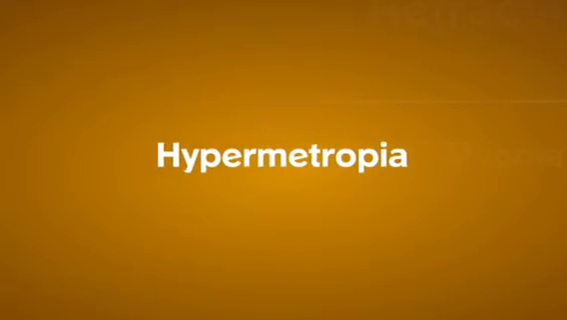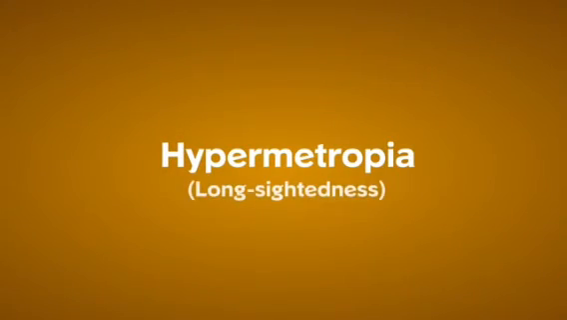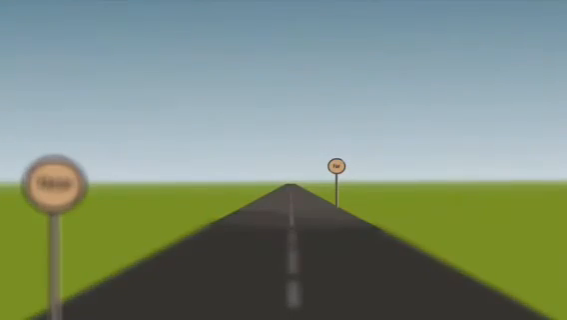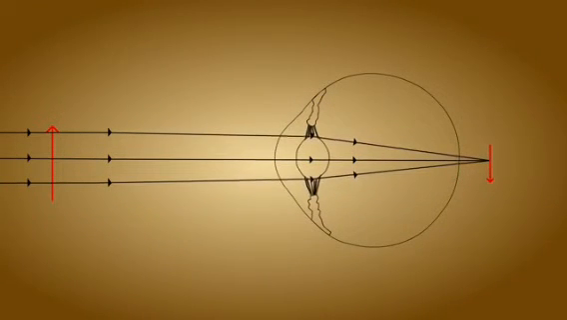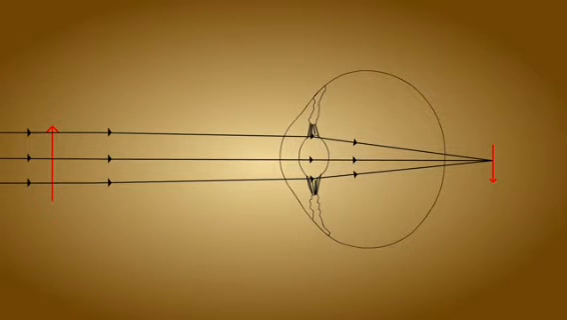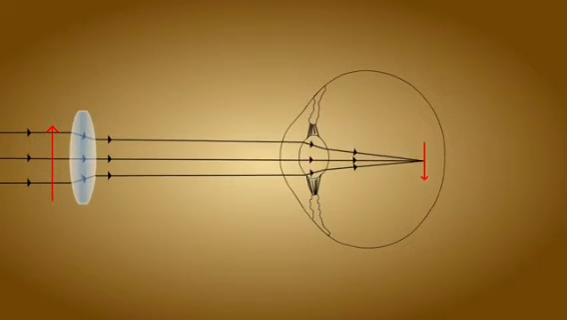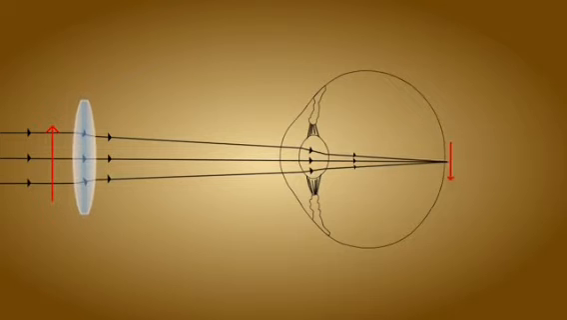The first defect we look at is hypermetropia, also known as far or long-sightedness, in which nearby objects cannot be seen clearly as the image is formed behind the retina. This is due to the increase in focal length of the lens and decrease in the length of the eyeball. This defect can be corrected using convex lens of suitable focal length.